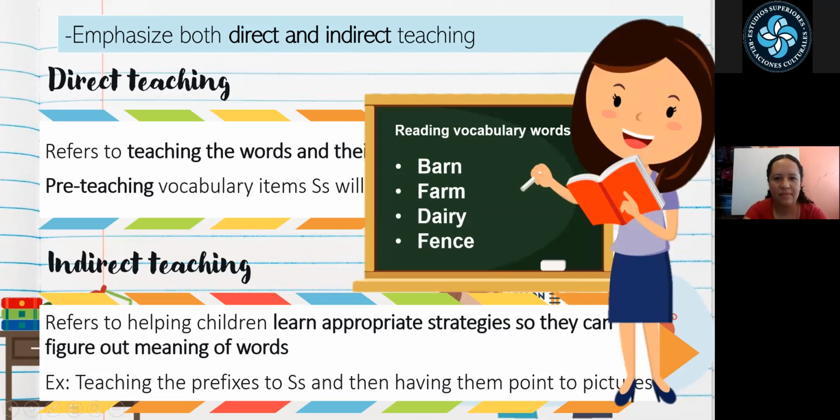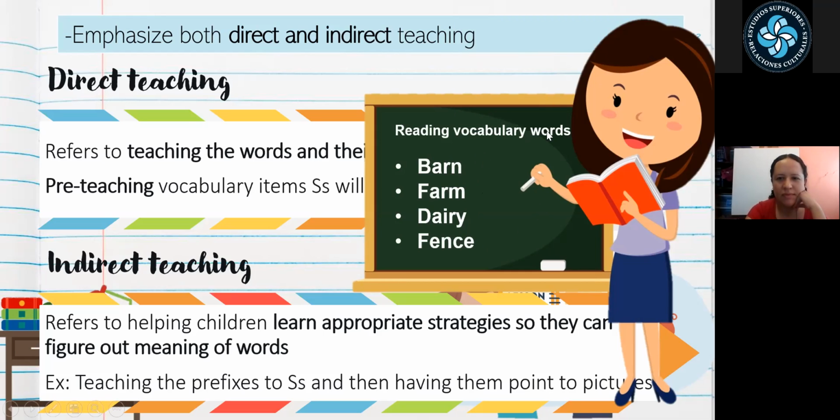For example, in the direct teaching, it's very straight to the point, as I mentioned before. And here, if you are going to apply, for example, a reading, a story or a comic book, first we need to think about what words are going to be difficult for our students. So we need to teach them the difficult words first. For example, if you have a story about a farm, maybe you can teach your students what is a barn, a farm, dairy, and fence. Maybe those words are going to be new for them. So it's better to teach them those vocabulary words. So this is a direct teaching.